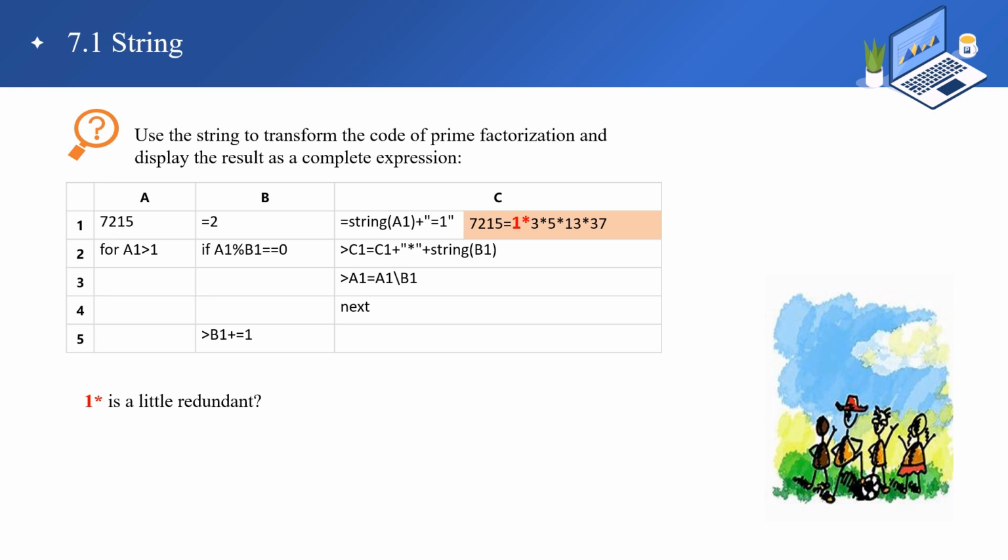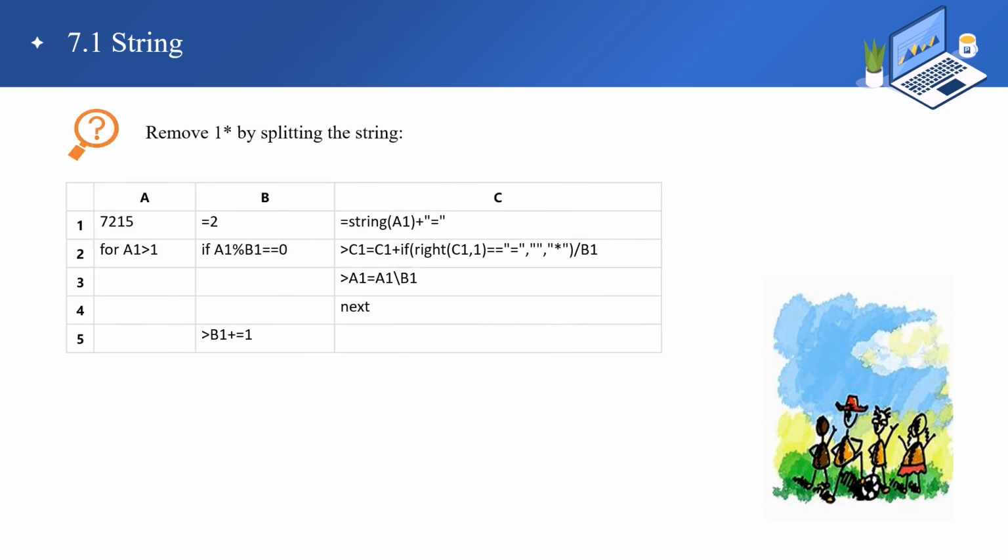But in any case, this 1 asterisk is a little redundant. What can we do? It can be solved by splitting the string. When concatenating the factor, judge whether the current string ends with equals. If so, it means that it is the first factor. Do not concatenate the times sign, otherwise concatenate it. Now we can get the desired result: 7,215 equals 3 times 5 times 13 times 37.